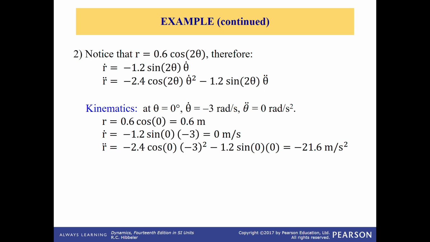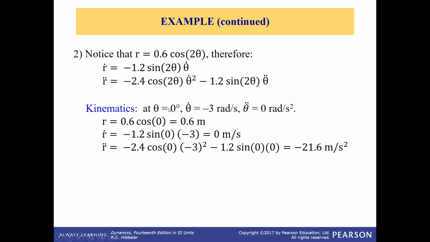In terms of kinematics, at theta equal to 0 degrees, it is given that theta dot equal to negative 3 radian per second. Since this is a constant value, d theta over dt is a constant, and when you derive that again, it will give you a zero value. So theta double dot is 0.